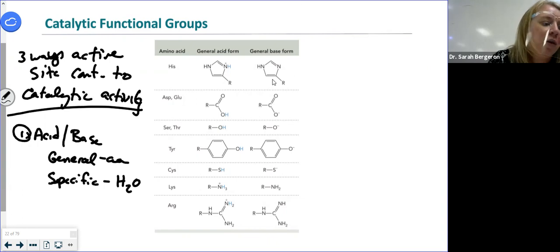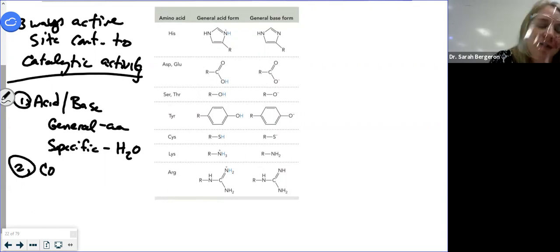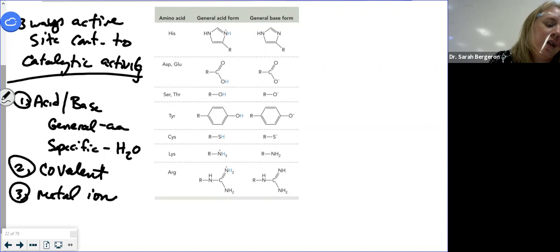Okay, so you could catalyze through acid-base interactions. You could catalyze through covalent interactions. And then the last one is through metal ions. And so what we're going to do is we're going to go through and talk about each of these individually.